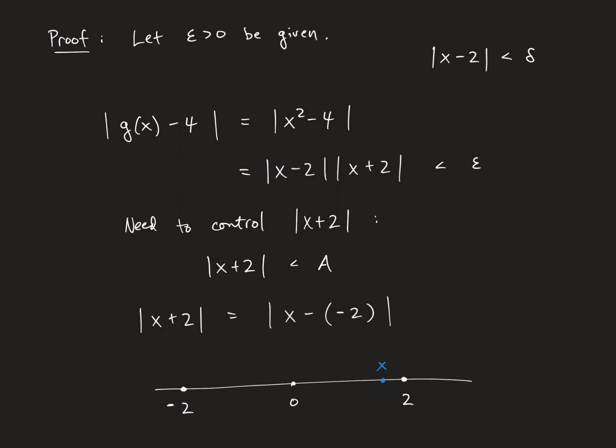So if we take our x such that it lies in the interval from 1 to 3, then definitely that's going to put a bound on the distance between x and negative 2. Right? So the furthest that x could be from negative 2, if x resides in this interval here, is a distance of, let's see, looks like 5.